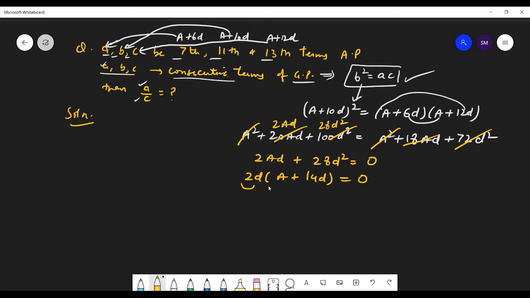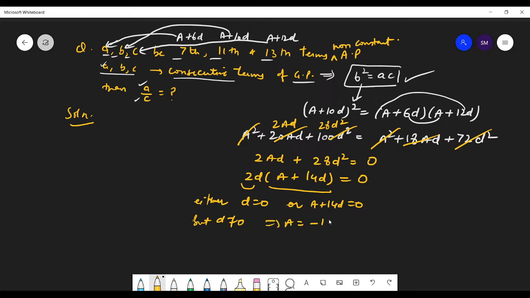So students, either 2D is equals to 0, so either D is equals to 0, or A plus 14D is equals to 0. So what does this mean? But D cannot be 0 because these are non-constant terms. So that's also one of the things. D cannot be 0, so you have only one choice. So it means that A is equals to minus 14D.